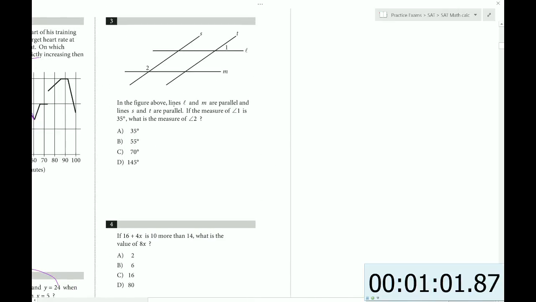In the figure above, lines L and M are parallel, and lines S and T are parallel. If the measure of angle 1 is 35 degrees, so that's here, we can also conclude that this would be 35, and similarly these would be 35. Then what's angle 2? Well, angle 2 would be supplementary to 35, so 180 minus 35, we get 145, choice D.